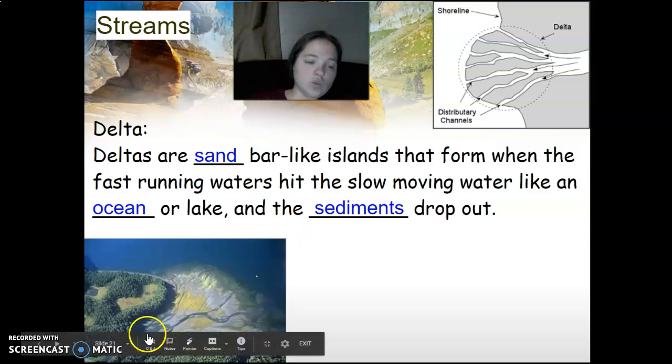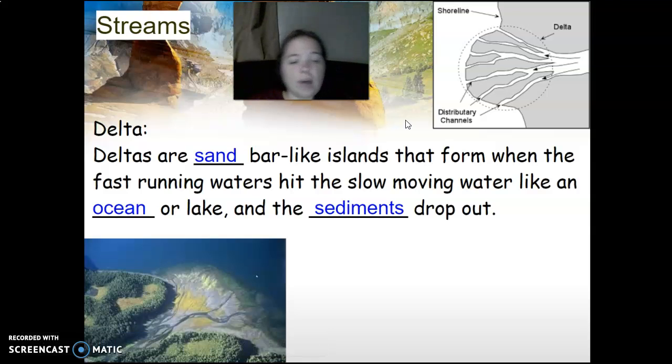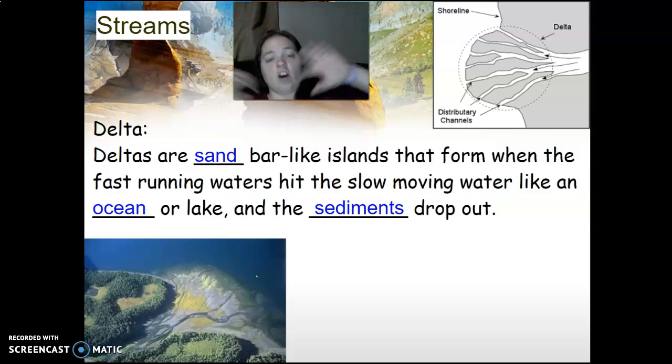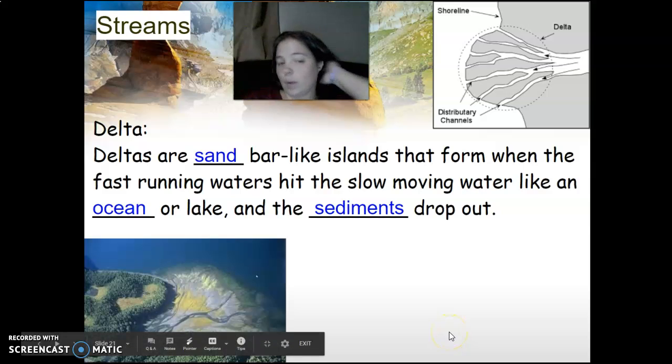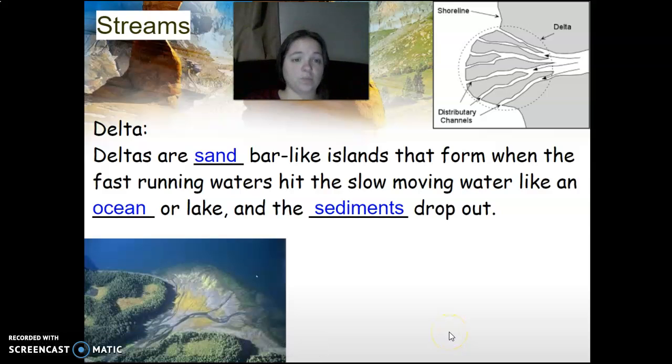So you can see the stream down at the bottom, it's coming out and it hits this big lake or ocean. It looks like a lake in this picture, and it's depositing all of these sediments that were in it, which forms the distributary channels, where the water can get out. Okay, so that's a delta.